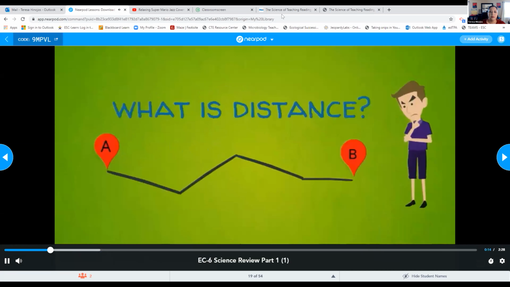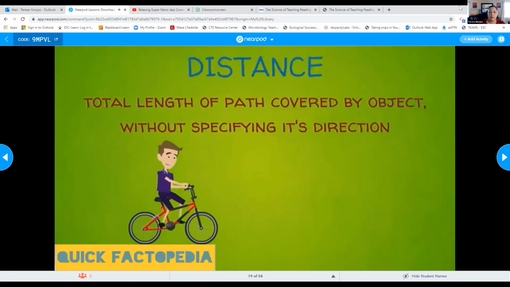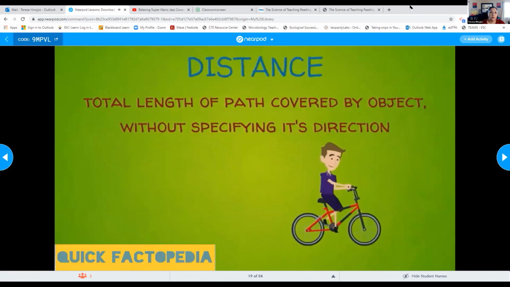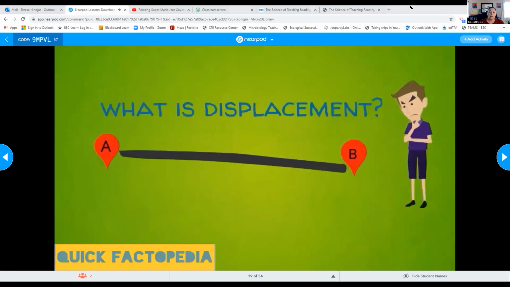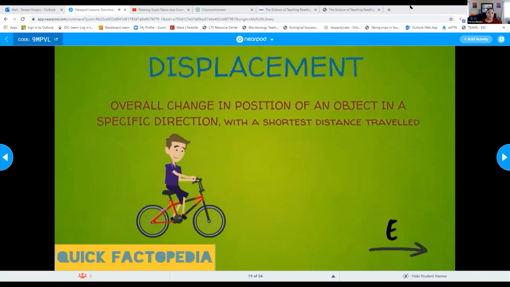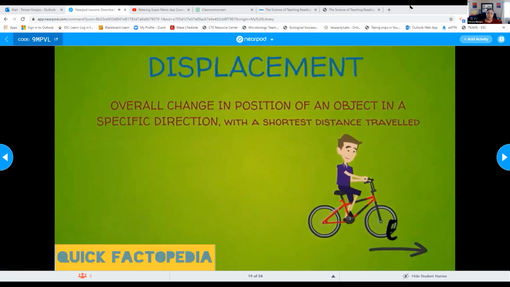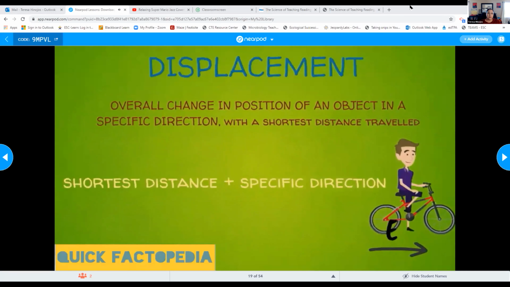So let's know first, what do you mean by distance? It is the total length of path covered by an object without specifying its direction. Then, what is displacement? It is the overall change in position of an object in a specific direction with the shortest distance traveled. Or in simple terms, it is the shortest distance traveled in a specific direction.